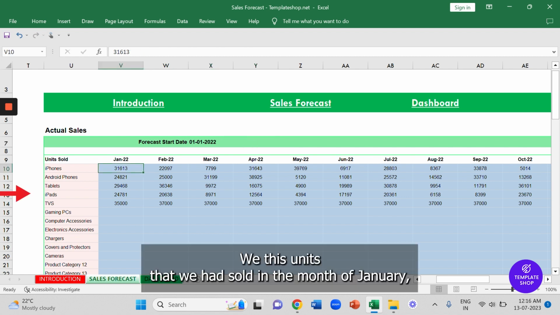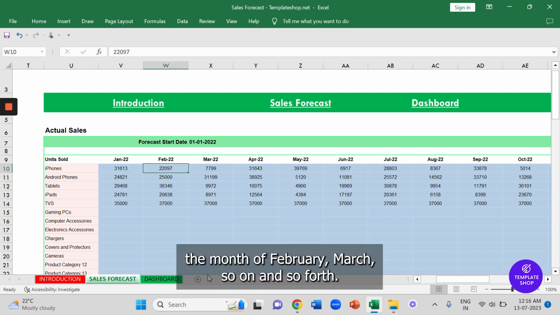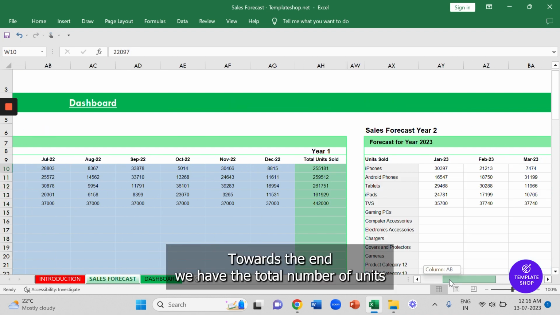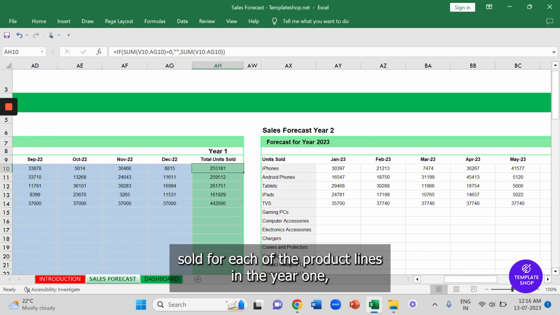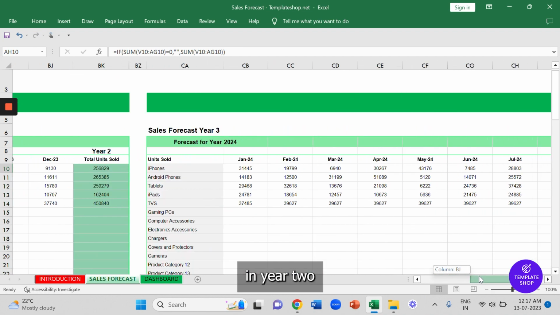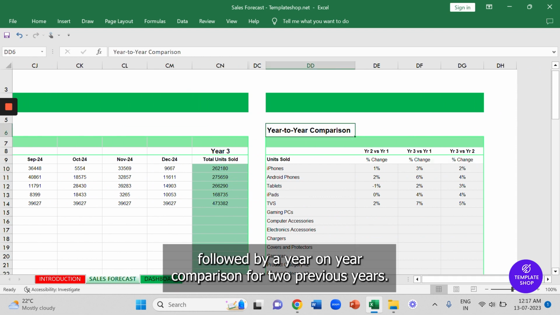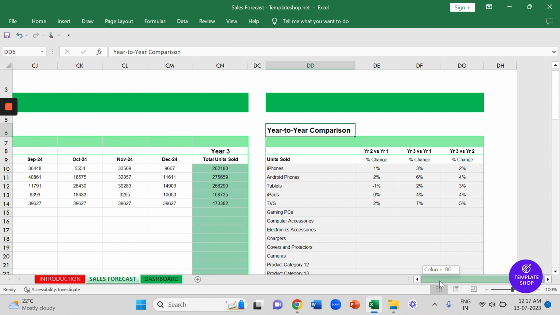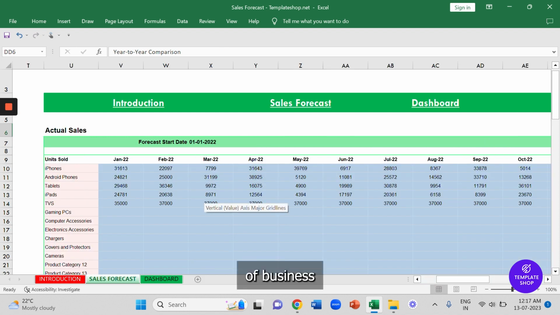So we have various units that we had sold in the month of January, the month of February, March, and so on and so forth. Towards the end, we have the total number of units sold for each of the product lines in year 1, year 2, and year 3, followed by a year-on-year comparison for the various years. This tells us the progress of business.